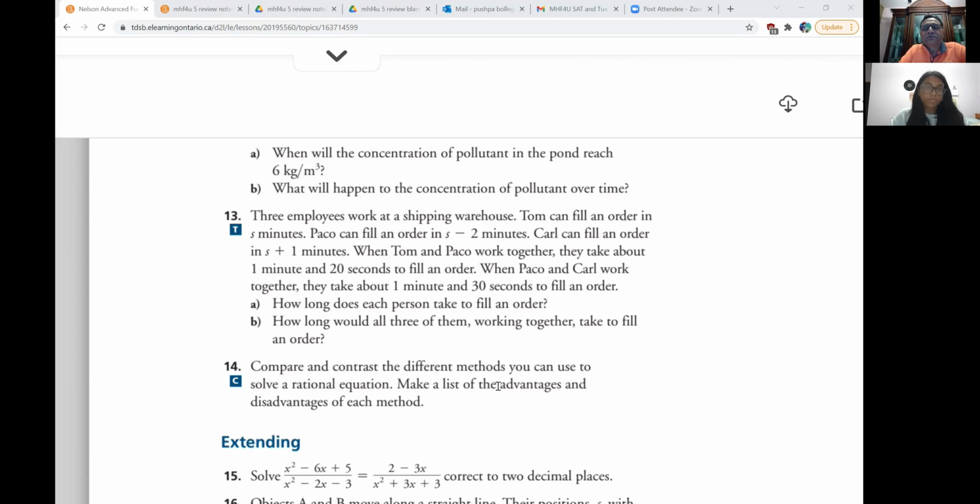Can you please read the question? Three employees work at a shipping warehouse. Tom can fill an order in S minutes. Let us write down the equation first. So from here, Paco can fill in S minus 2. Carl can do the work in S plus 1 minute. So we can write the speed is Tom in S minutes, correct. So we have, let's clear this.